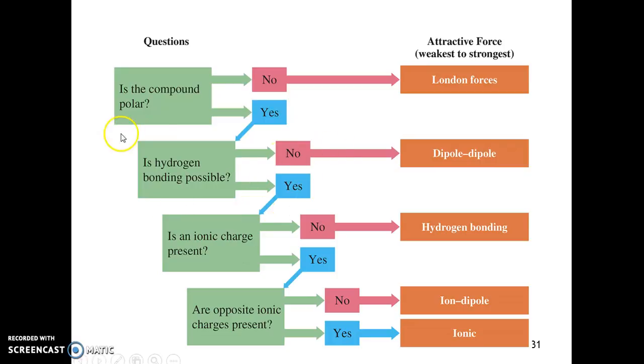Then you look and see, is it ionic? If not, then all you have are London dispersion, dipole-dipole, and hydrogen bonding. If you've got ionic things, then it's either going to be an ionic crystal or you can have an ion-dipole interaction.